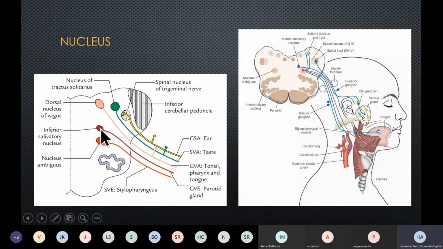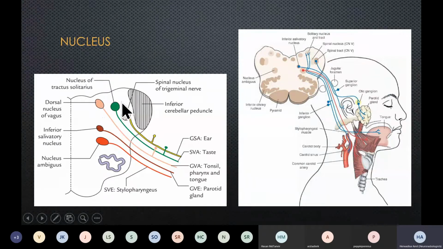Then we have got the inferior salivatory nucleus, which is in continuity with the superior salivatory nucleus, which is in continuation with the lacrimal nucleus of the facial nerve. So these are the parasympathetic outflows from the facial. Of course, they will go to the lacrimal gland and the submandibular glands, but from the glossopharyngeal, they're going to go to the parotid gland, which we just reviewed earlier on.